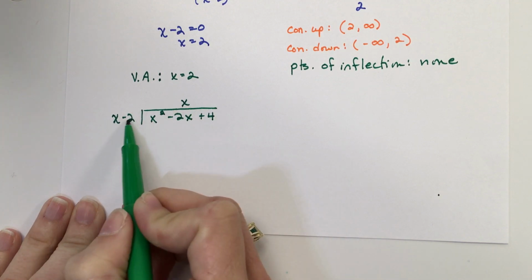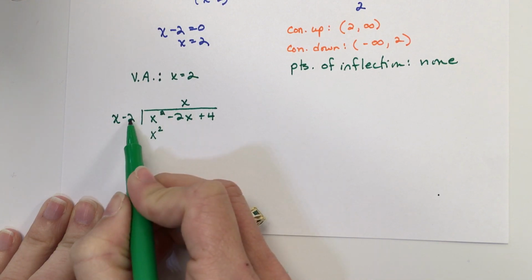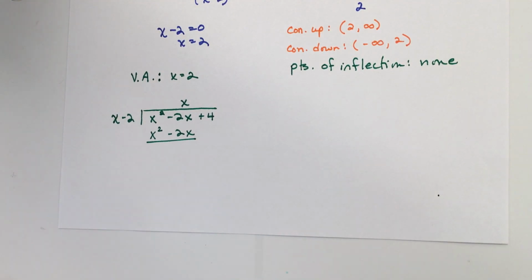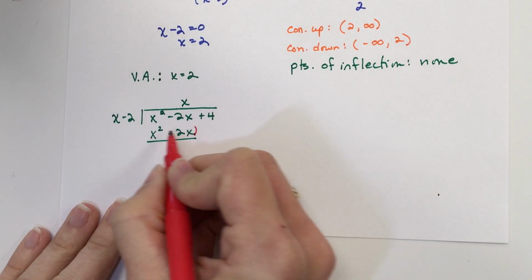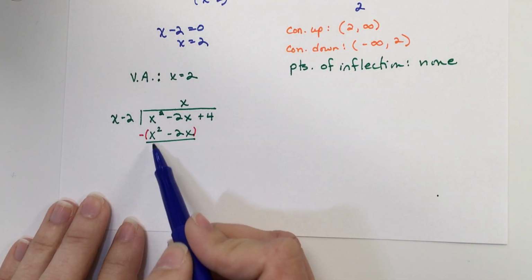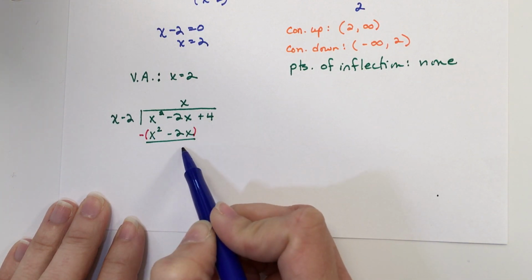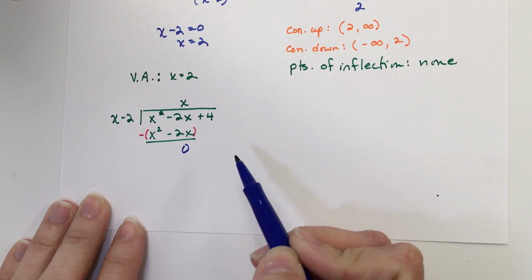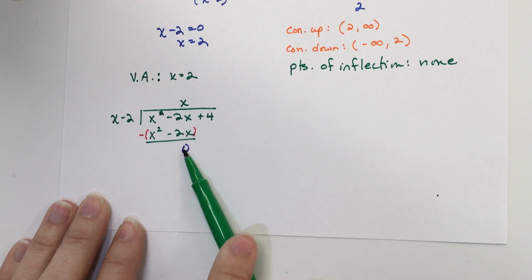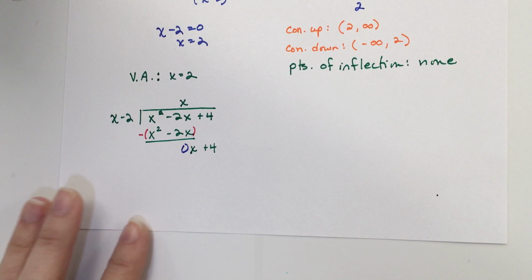What I put on the top, I have to multiply times both terms out front. So x times x is x squared. x times negative 2 is negative 2x. And then at this point, what you're going to do is subtract. So x squared minus x squared is 0, which you do want this to always be 0. But this one also happens to be 0, because if you do negative 2 minus negative 2, you get 0x. All right, bring down your plus 4.